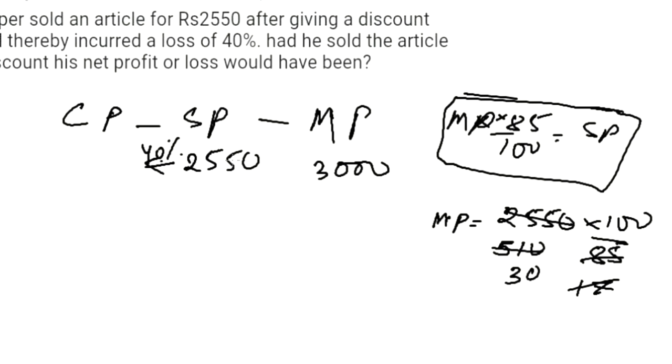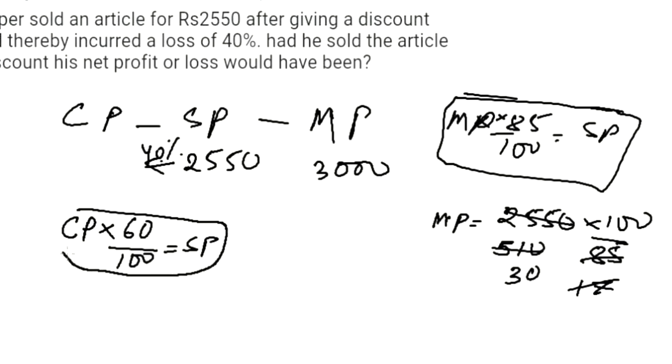And there's a loss of 40%. Loss from what? From CP. Like I said, if from 100 you take out 40, that means 60 is left, so CP into 60 by 100 would be giving you SP. When they said 40% loss, from what? From CP, right? So if 40% is loss out of 100, 60% is still left. The 60% is SP, simple as that. So CP will be how much?